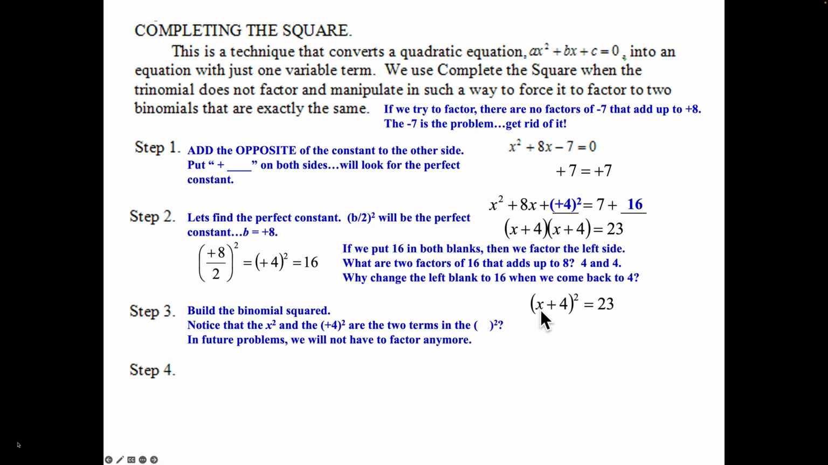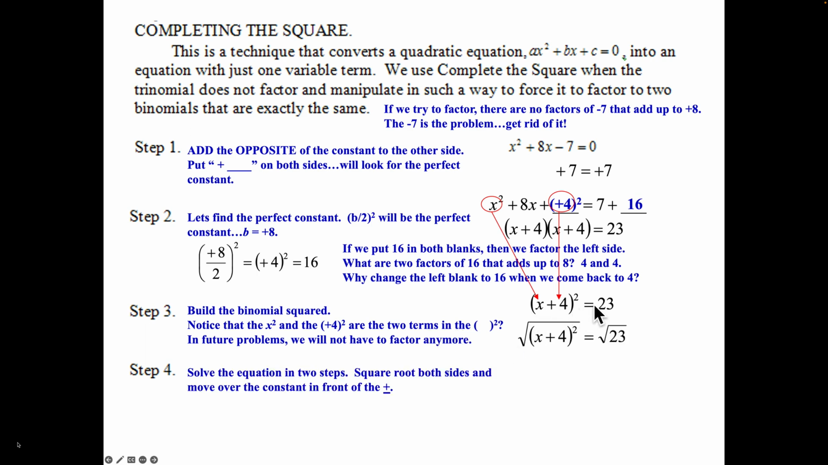Now I have 1x. I'm going to undo what I see. So here's again my shortcut, just so you understand. Here's a term being squared, here's a term being squared. Take those terms and put it into the parentheses being squared. We solve it now for x. Take the square root of both sides. x plus 4 equals a positive or negative 23. Subtract over the 4, sneak it in front of our plus or minus, and there's our answer.